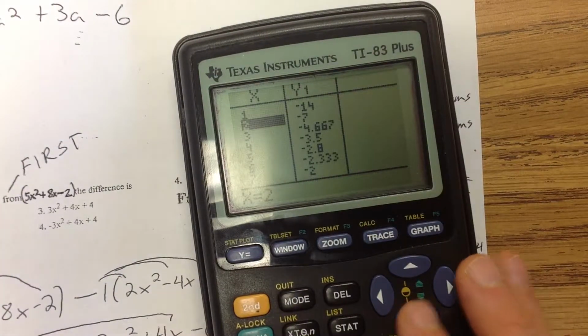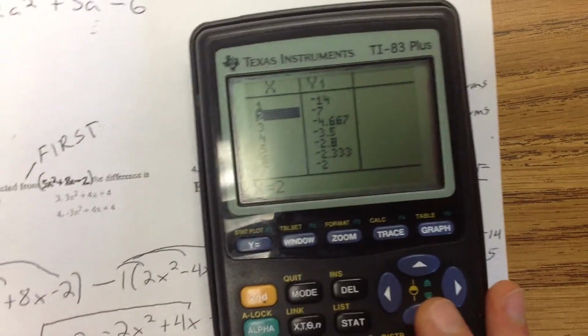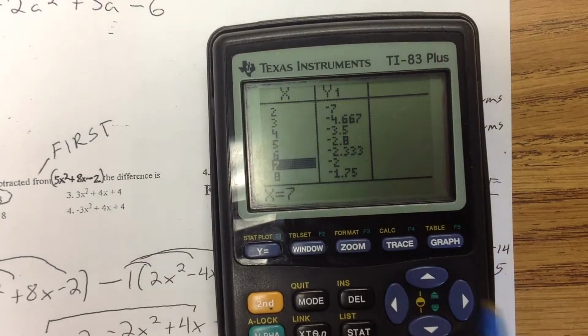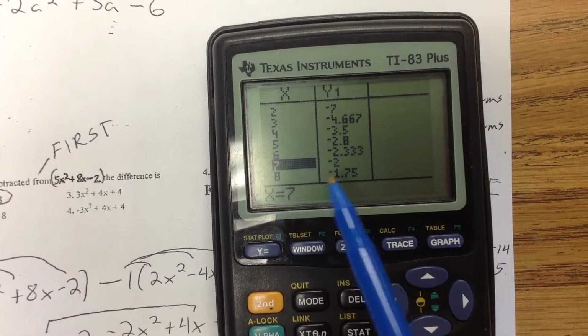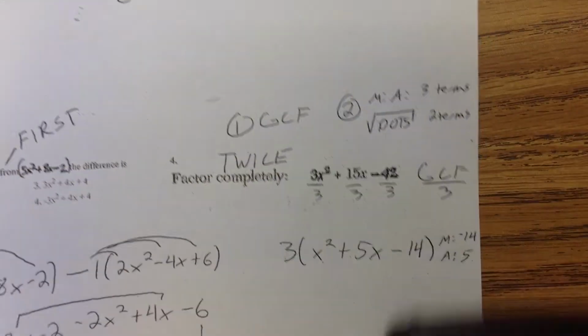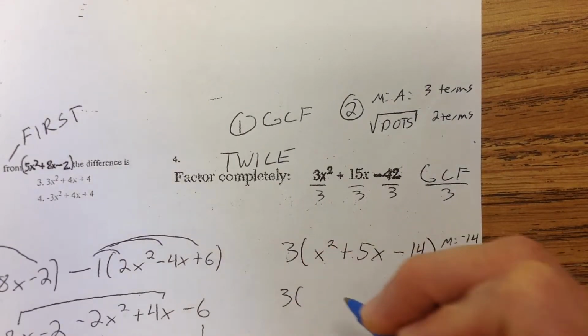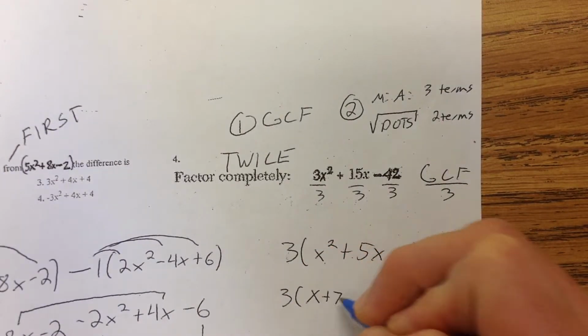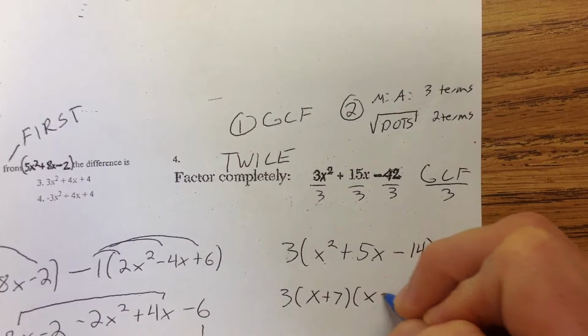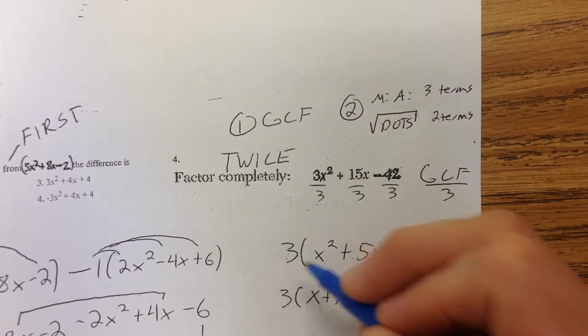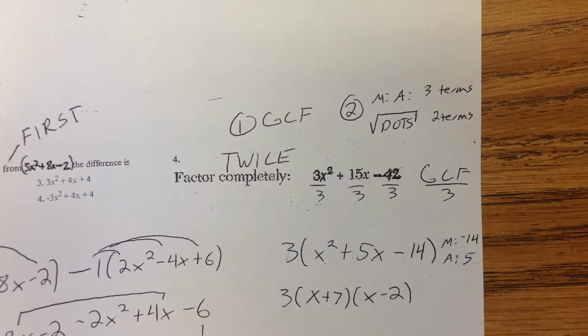Nope. 2 minus 7, does that give us positive 5? Well, it gives us a negative 5, but not a positive 5. 7 minus 2, is that going to give us a positive 5? Yes, it is. So what that means is this can break down to x plus 7 and x minus 2. Just make sure that that 3 comes down with you. That 3 has to stay with the rest of it. Otherwise, you get a point off.